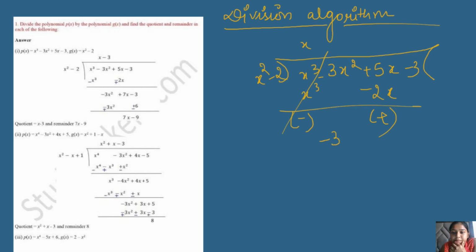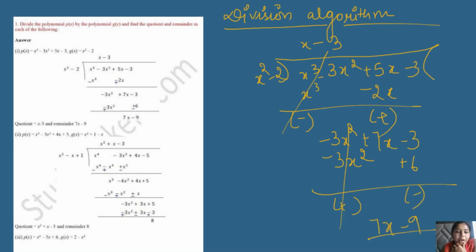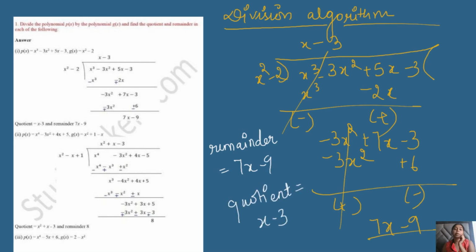Just make sure that you are able to solve these questions. These are very easy, I'm telling you. Division is the easiest part. I don't know why people are so scared of division, but I have explained it in a better way in my sessions, so you can have a look there also. So the remainder for this particular division is 7x minus 9, and the quotient is x minus 3. Am I clear by this?